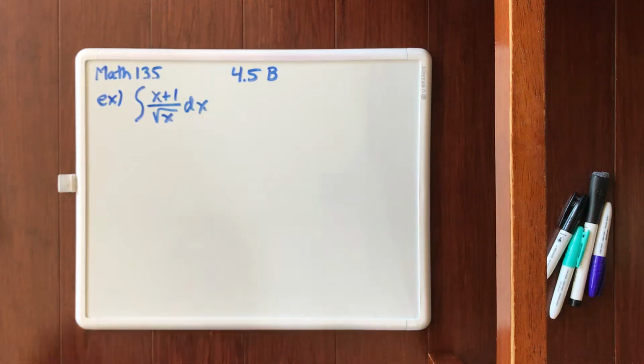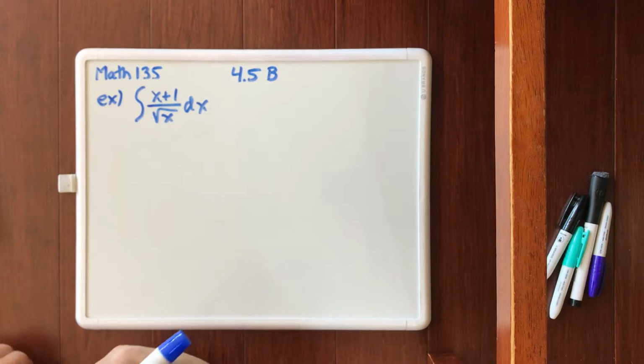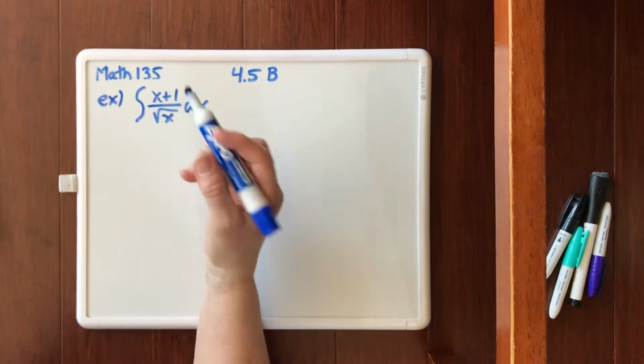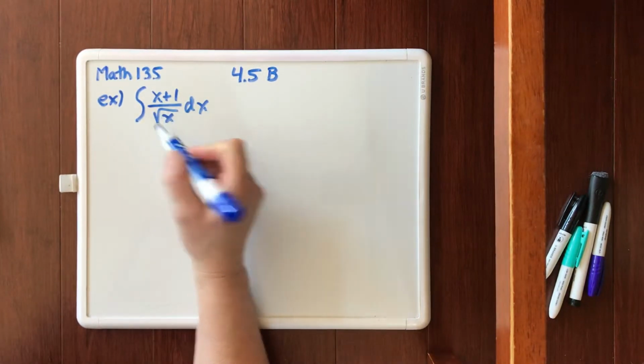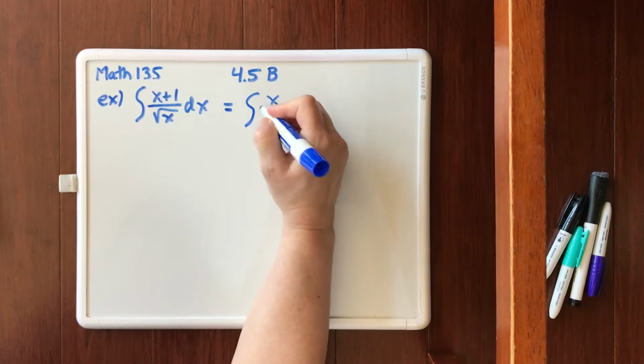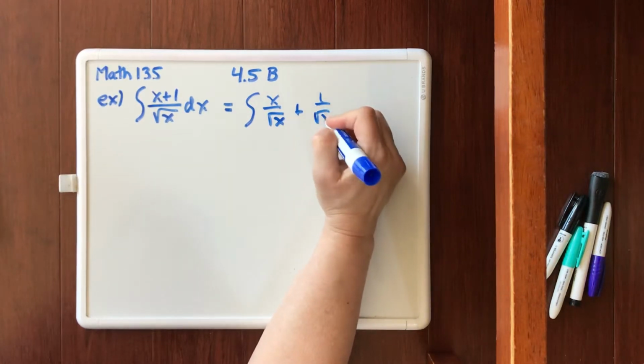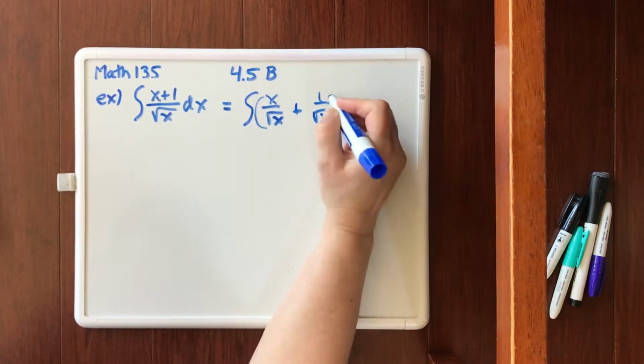5B, Math 135. There's a couple problems I still wanted to integrate for you. This is similar to what we did last time, where we have the same denominator. So we're going to split it up. We're going to have x over square root of x plus 1 over square root of x, all of that dx.